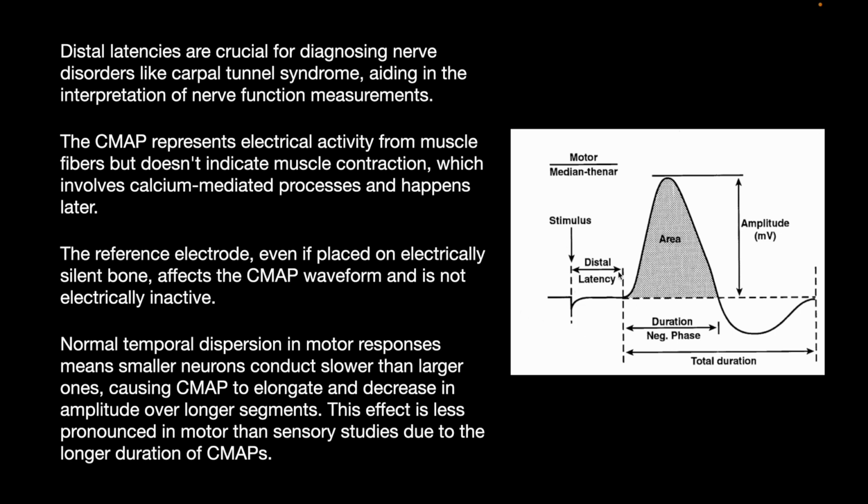So what we measure here is the latency. This is the distal latency if the stimulus is from distal. If there is a proximal latency, the signal will come a little later. Subtracting these two latencies and the distance between the two electrodes, we are going to calculate the conduction velocity. So this is the area, this is the amplitude, and this is the total duration of the action potential. These are the things which we are going to measure and which are going to help us in our interpretation later on.